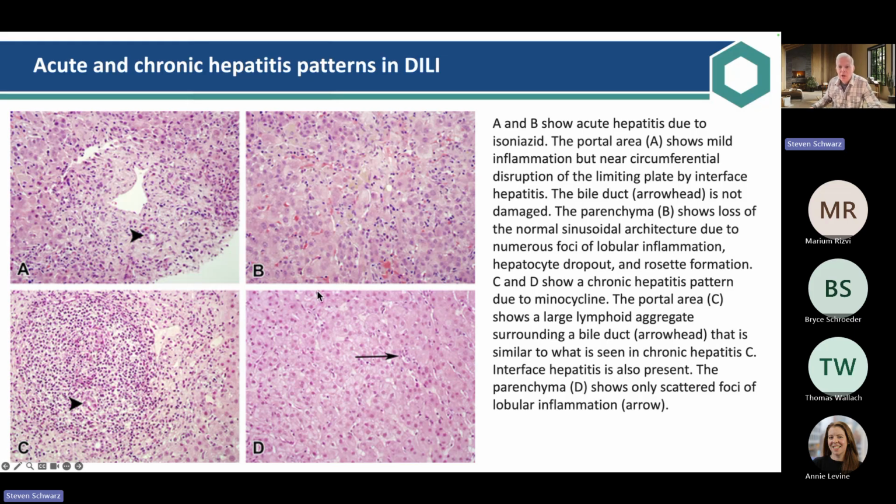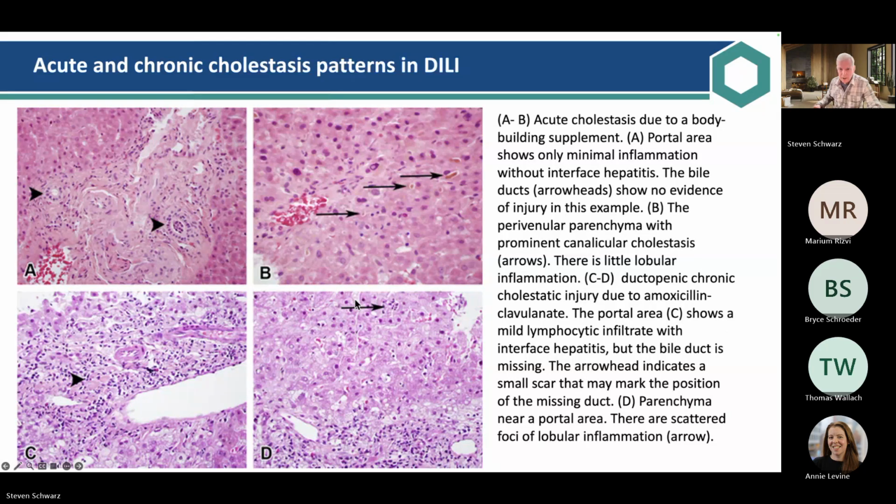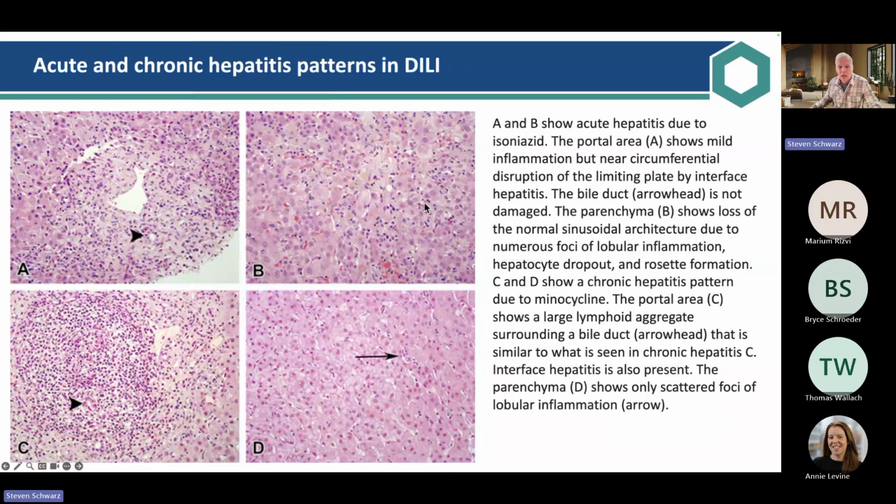Here in panel B, we see again loss of normal sinusoidal architecture. And what's all this staining here? What am I pointing to? Is that bile that's not getting where it needs to go? Yeah, right. This is intrahepatic cholestasis. Again, this is isoniazid, so it can be a mixed picture.